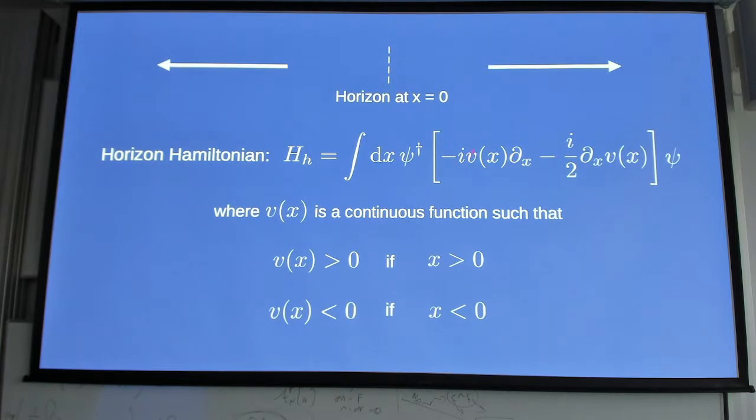We just have to now make this velocity spatially dependent. We can do that at the price of introducing this additional term, which is necessary to ensure that the Hamiltonian is Hermitian. And of course, we want this velocity function to satisfy the following two properties. It has to be positive here on the right, so that you're moving to the right, and it has to be negative here, so that you're moving to the left.